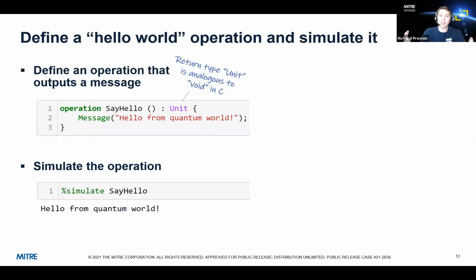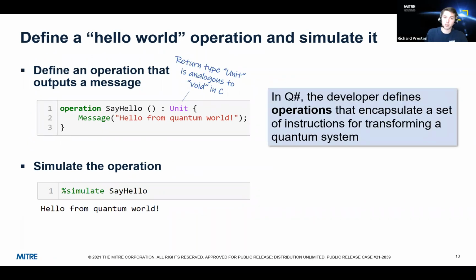So the first thing we're going to do is a hello world, very simple, okay? We're going to define an operation that outputs a message. In Q#, the developer defines operations that encapsulate a set of instructions for transforming the quantum system. The reason it's worded that way is because quantum computers work slightly differently from classical computers. In the context of Q#, this is the syntax they use. They have operations. They also have functions, which are only for classical stuff. If you're not doing anything with qubits, you can use functions, but if you're going to use qubits, you need to do operations.